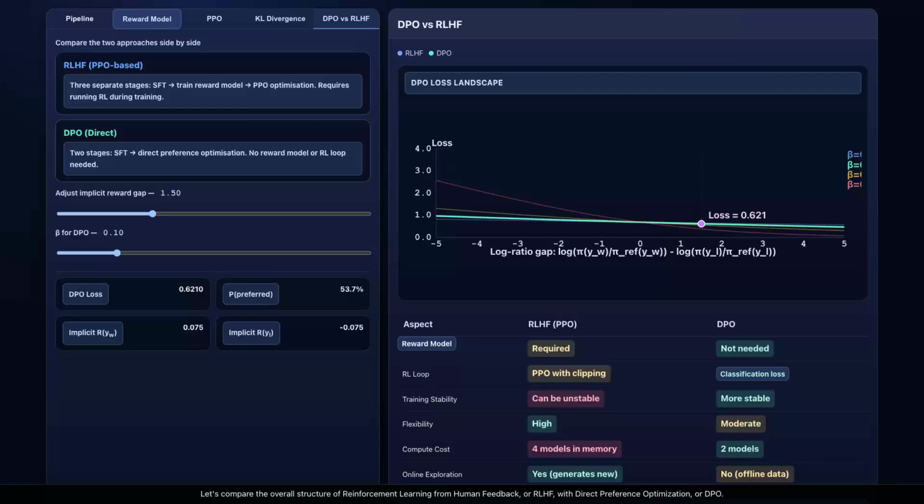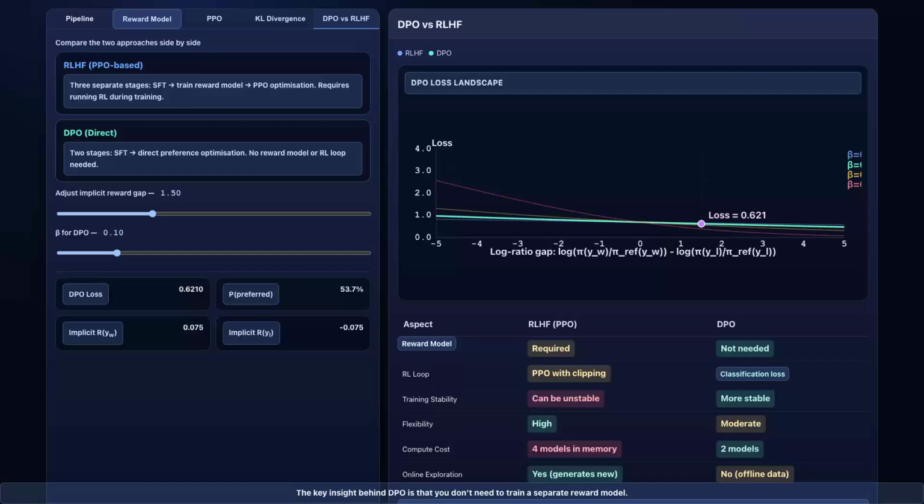Let's compare the overall structure of reinforcement learning from human feedback, or RLHF, with direct preference optimization, or DPO. RLHF uses 3 stages: supervised fine-tuning, training a reward model, and then optimizing with proximal policy optimization. In contrast, DPO simplifies this to just 2 stages: supervised fine-tuning, followed by direct preference optimization, skipping both the reward model and reinforcement learning loop.